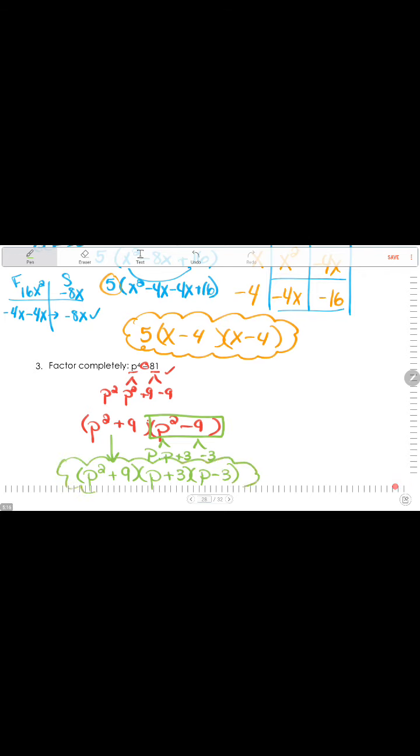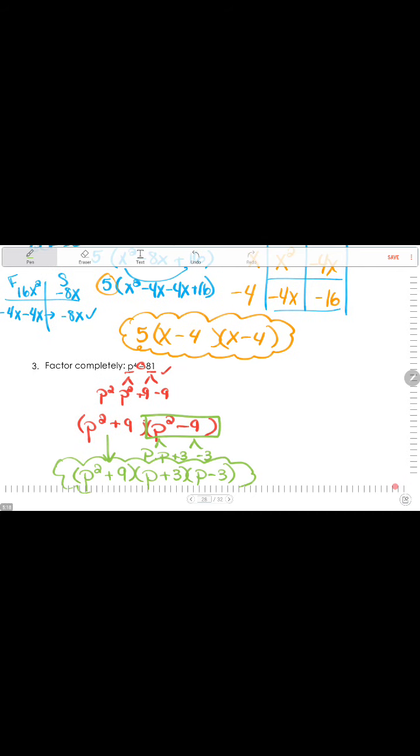Okay? And that's it for factoring. We'll continue tomorrow with quadratics.